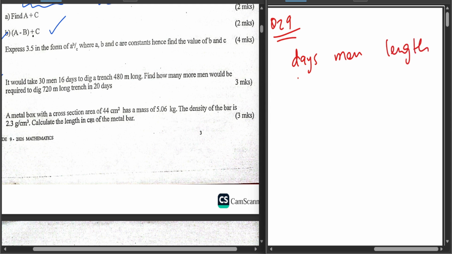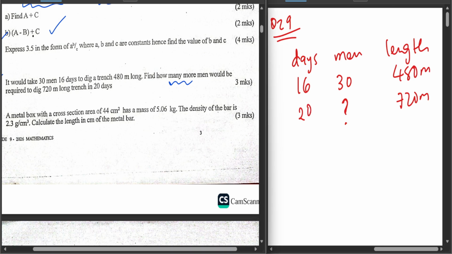So basically it's going to take 16 days for 30 men to dig a 480 meter trench. And then you are being asked to find the number of men who will be required to dig 720 meters in 20 days. Very easy. But remember, how many more men, not how many men.